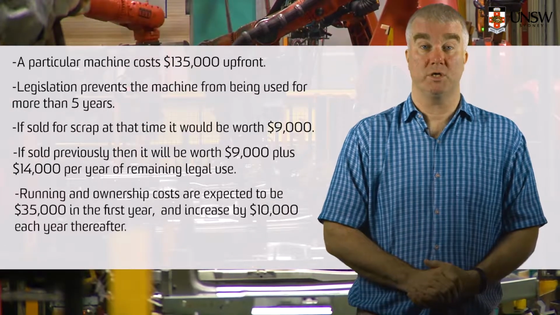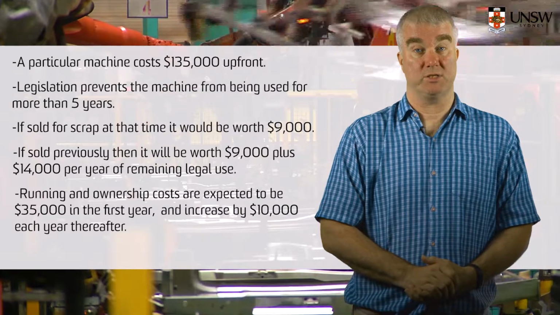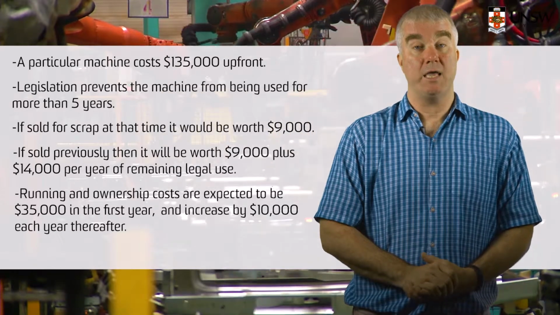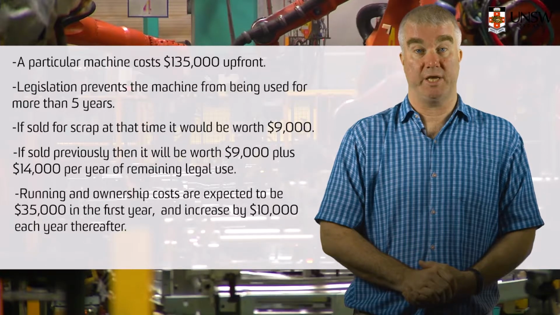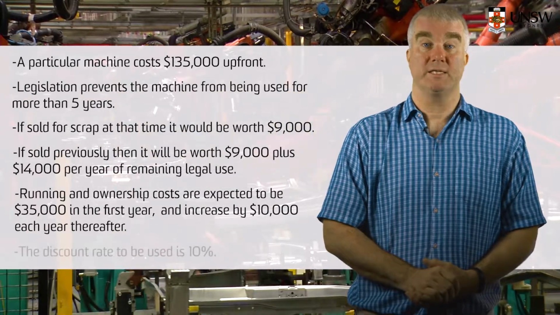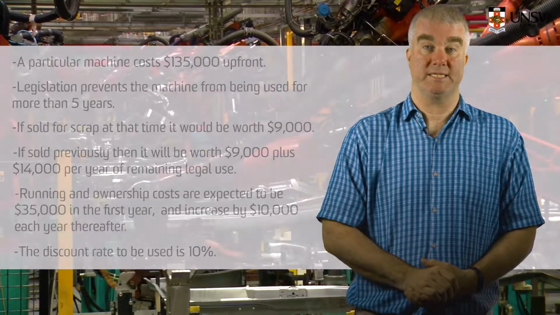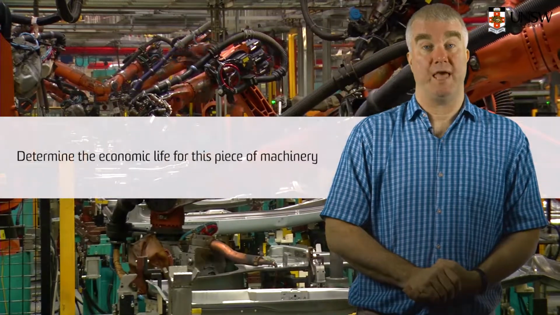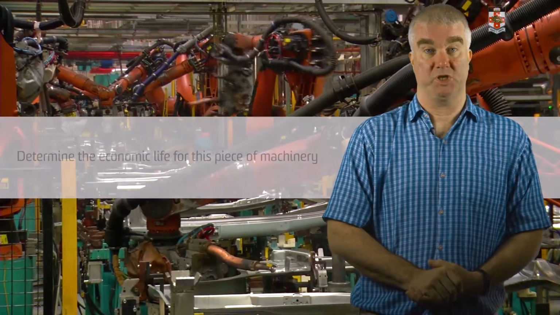Running and ownership costs are expected to be $35,000 in the first year and increase by $10,000 each year after. The discount rate to be used is 10%. Determine the economic life for this piece of machinery.